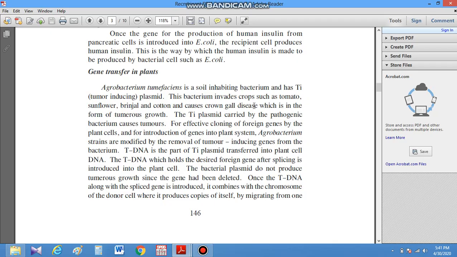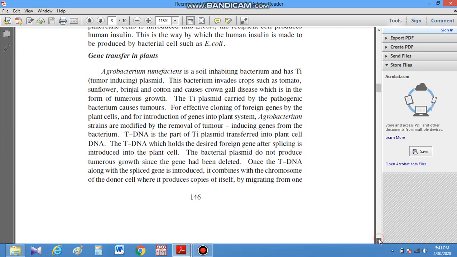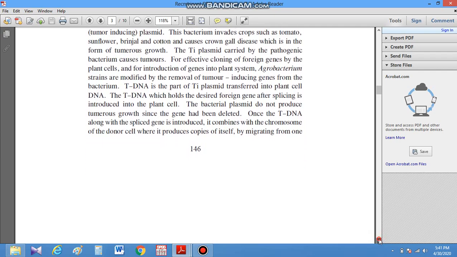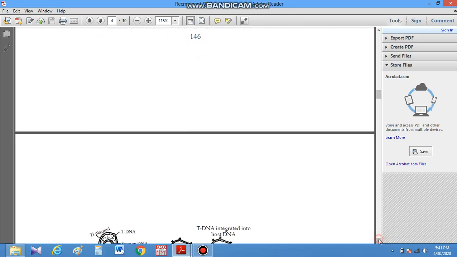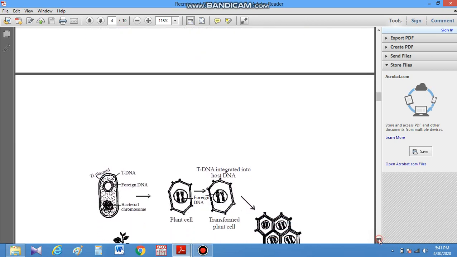infection. It is reported that in tomato, sunflower, brinjal and cotton it causes crown gall disease. When this bacterium infects a plant cell, it transfers its T-DNA part, which is part of the Ti plasmid, and in this T-DNA we can incorporate the foreign DNA of interest, and in this way recombinant DNA gets incorporated into the host cell.